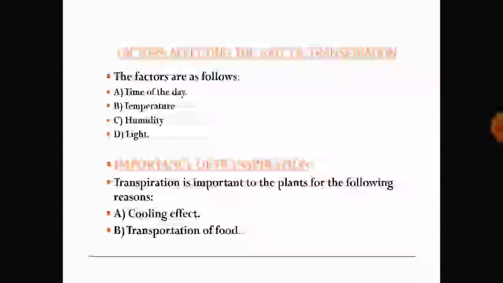Temperature. Higher the temperature, faster is the rate of transpiration. Humidity. So transpiration will be lower on a humid day. Why? Because the air already contains a lot of moisture. Light. Light increases the rate of transpiration because it causes the stomata to open.